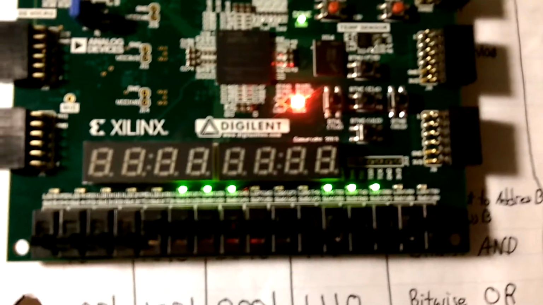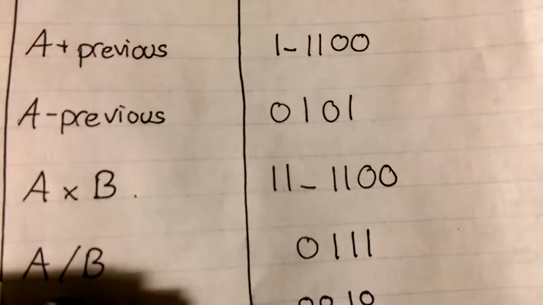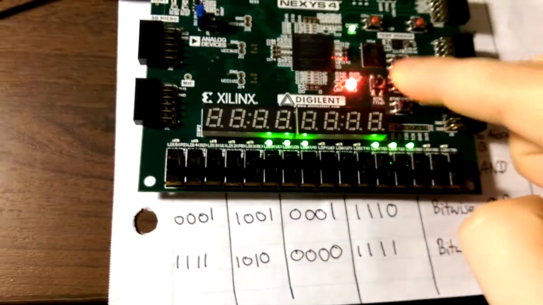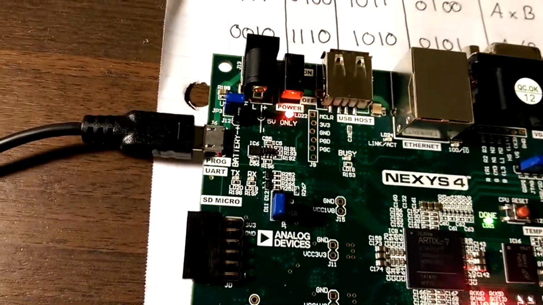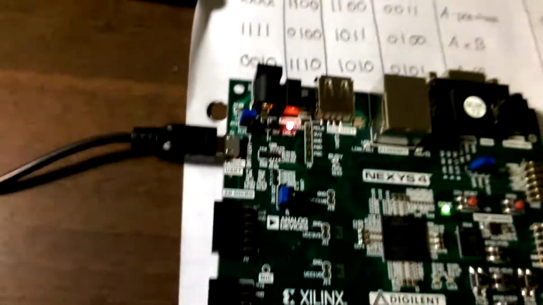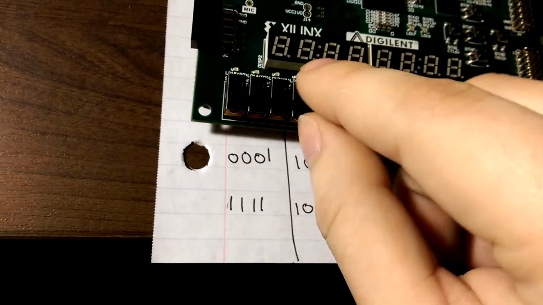Since it's an 8-bit output register, you can get a calculation up to 8 bits. You can see it is correct. Okay, going on to the next example. We'll save this. A minus the previous, so now we change A to a 1101 and B, so don't care. So you don't care about B, you can ignore B, right?